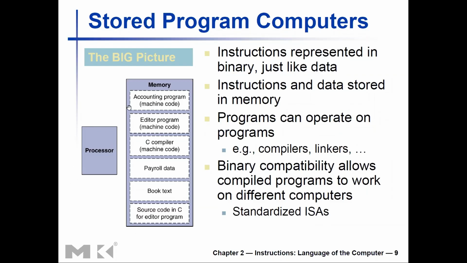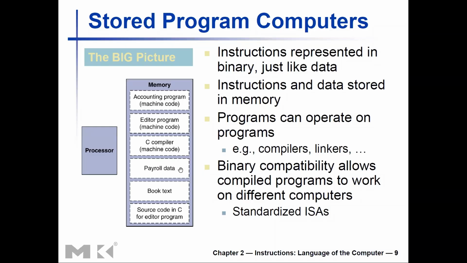So you have the processor, and in the memory you will be having the binary representation of the instructions of a program called accounting program, and there could be an editor program which also resides in the same memory, and a C compiler, which is also a program. That compiler is a specific program which operates on another program. So it's anyway going to be represented in machine code when you put it in the memory. And payroll data. This is going to be data, payroll data.